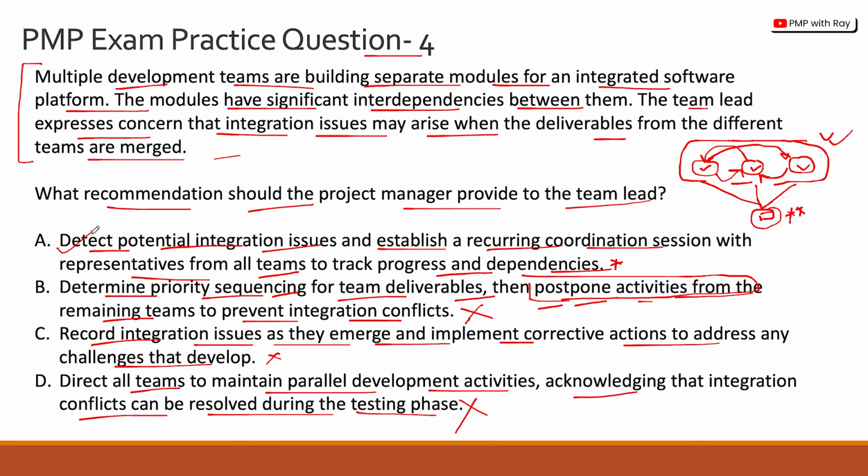So the correct answer to this question is option A. Okay, and that is to detect the potential integration issues and solve the challenges of communication between these team members at a very early stage, even before that becomes a problem, and that will happen through coordination sessions and having non-siloed working between the teams, which option A actually suggests.